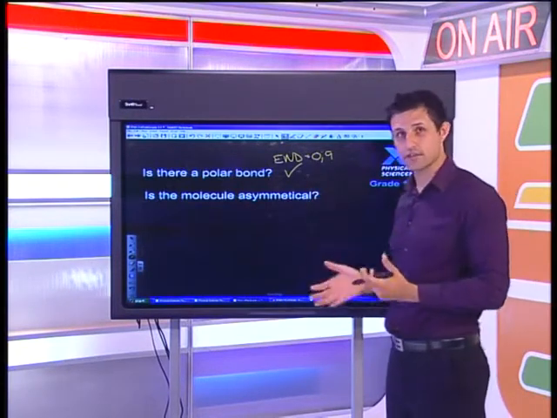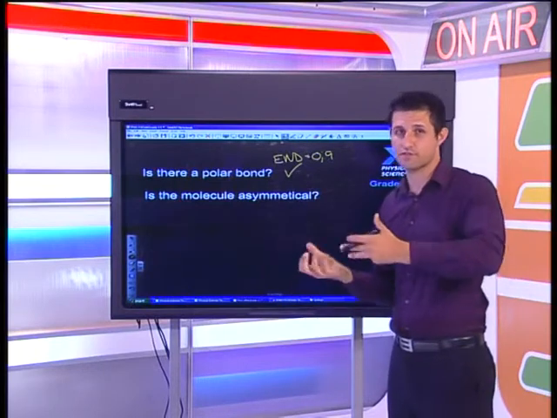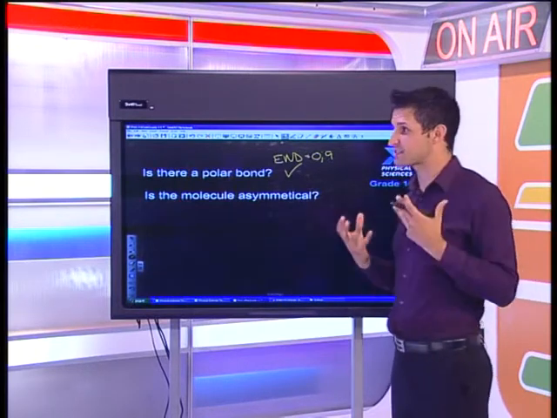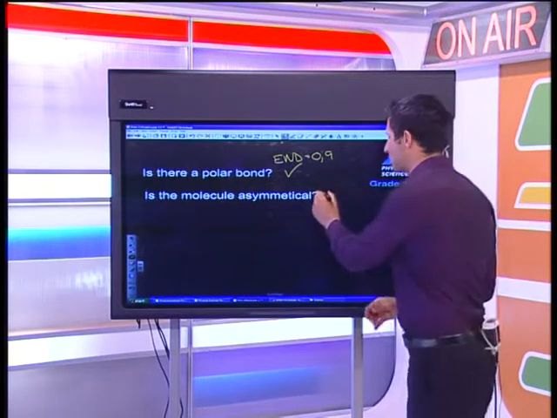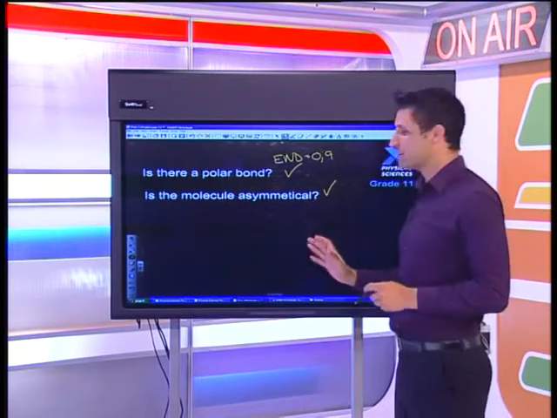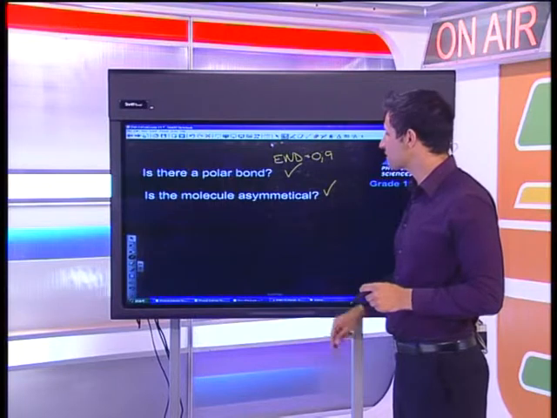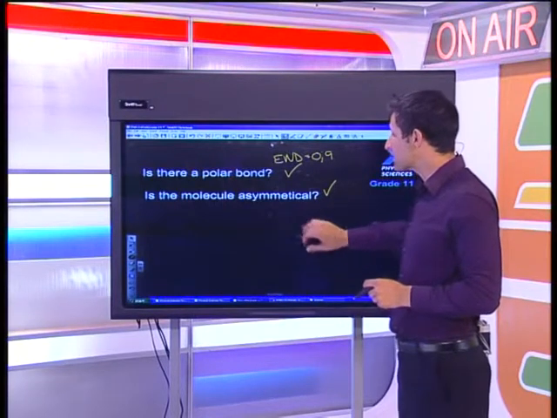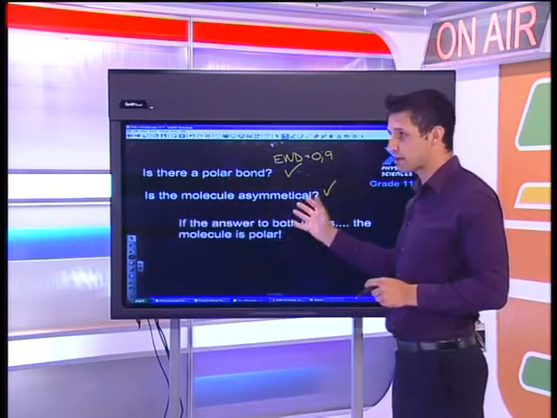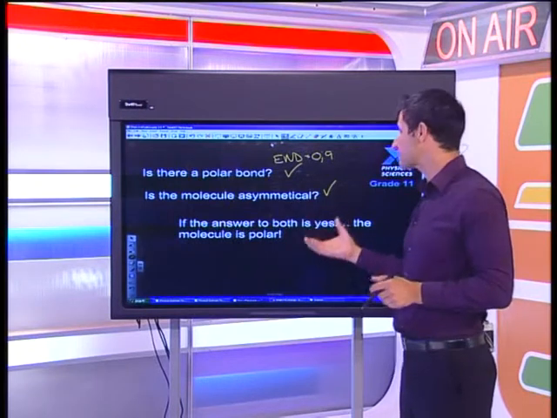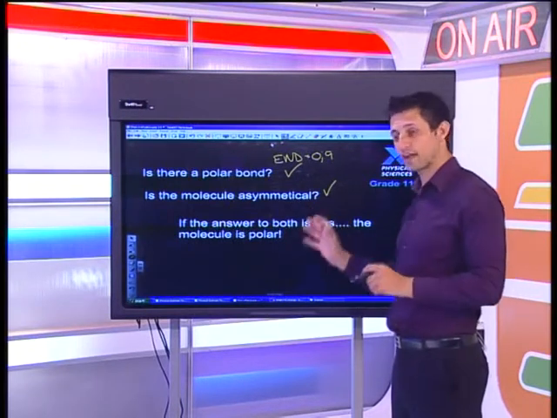Well, definitely, yes. I've got a hydrogen on one side, which is positive, and I've got a chlorine on the other side, which is negative. It is definitely asymmetrical. So if I answer yes to both of these questions, this means that I've now figured out that my bond is going to be polar, and if the molecule is unbalanced, that means that I've got a molecular polarity going on.